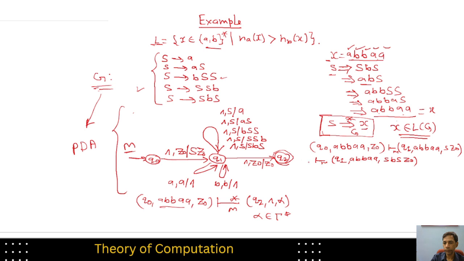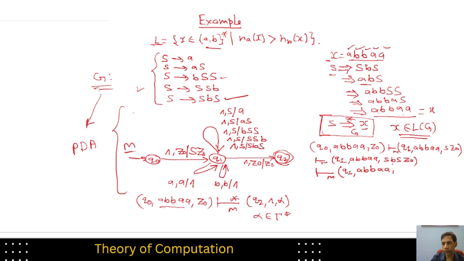Since S was on the top, you are going to replace S with the production rules. Which production rule? S derives S B S. Now from this, your machine can move to the next state. Now S is again a non-terminal, so you are at the state Q1. Still you are not going to consume the input, so A double B double A.